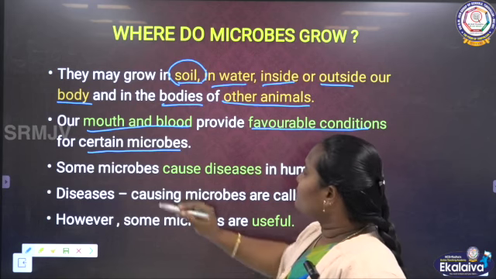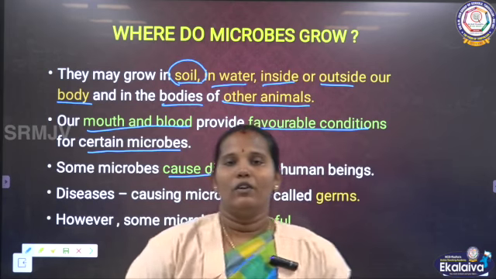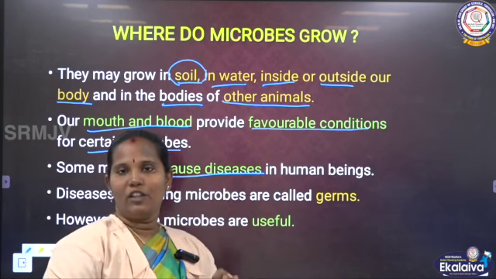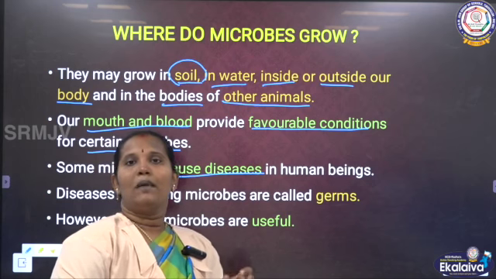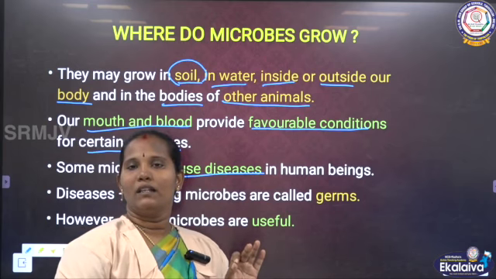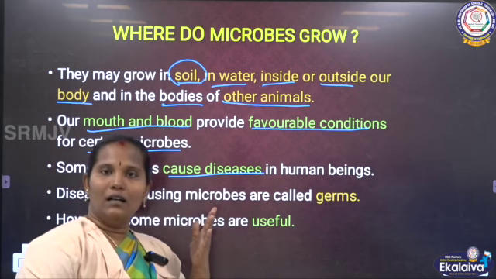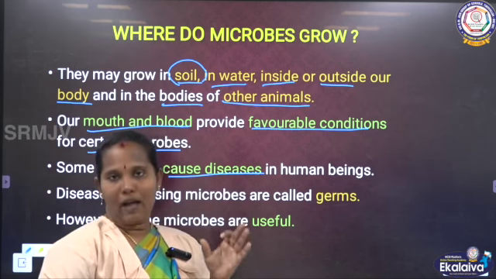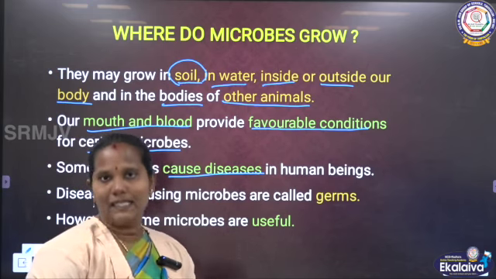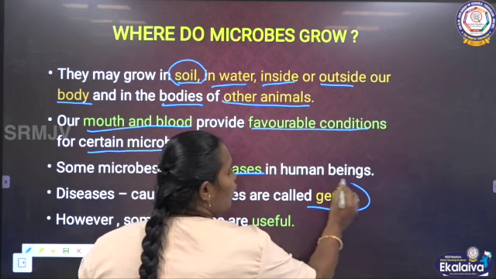Okay, next one. Some microbes cause diseases. We know that if a microbe is there, it can make a disease, as well as give useful characters also. Not all the microbes, only particular microbes give the harmful characters to animals, plants as well as human beings. A microbe which gives harmful things, harmful meaning it gives disease, that kind of microbes are called germs.